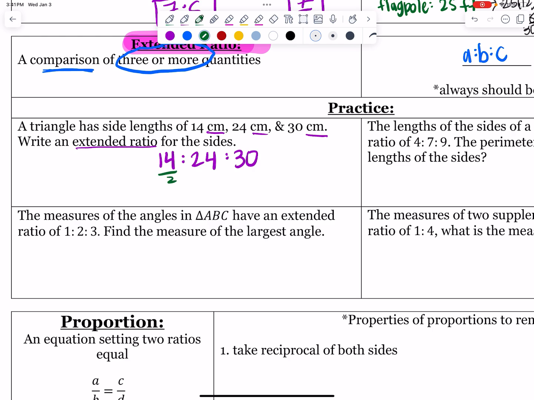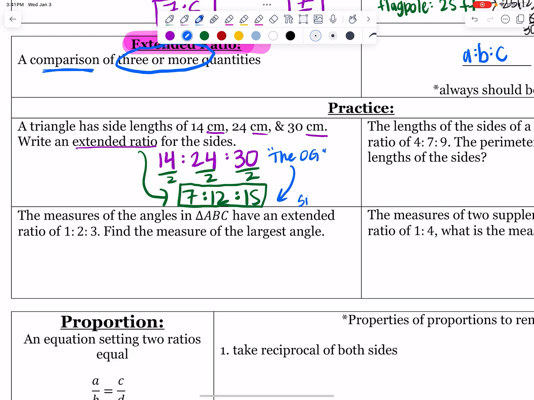I do know that all of these are divisible by 2. So when I do that, I get 7 to 12 to 15. So this is more simple than before, and that is as simple as I can possibly make it. So that is the extended ratio for these sides. So my original, I'm going to call that the OG. My original pieces were 14, 24, and 30, and this is what it's simplified down to. That is in simplest form. Okay?